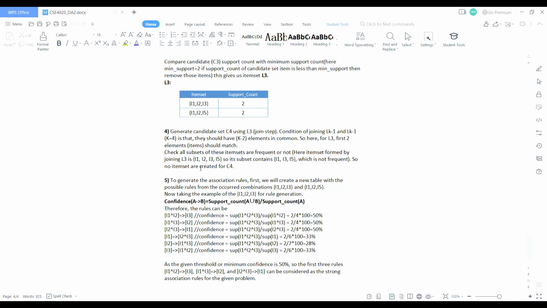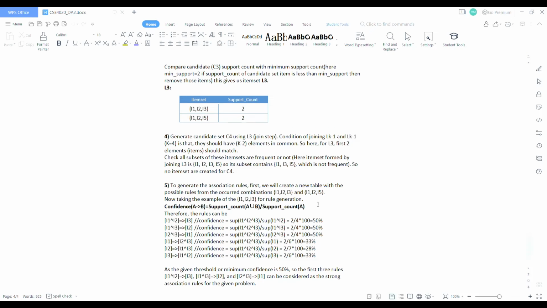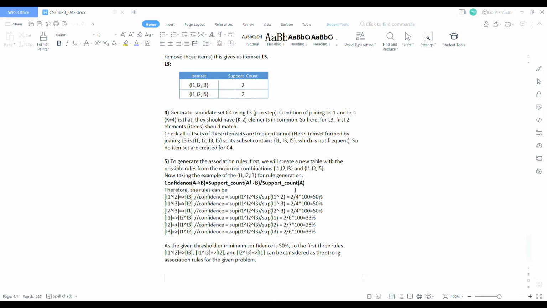And moving to the final step, we need to create the association rules. So if we take the final table, that is L3, we can see that we have 2 item sets, and we need to create all the possible rules from the occurred combinations of these 2 item sets. Here we can take the example of the I1, I2, and I3 item set for rule generation. We'll calculate the confidence for each of the combinations in this item set, and the confidence is calculated according to this formula, and we get the values as 50 percent, 50 percent, 50, 33, 28, and 33 percent.